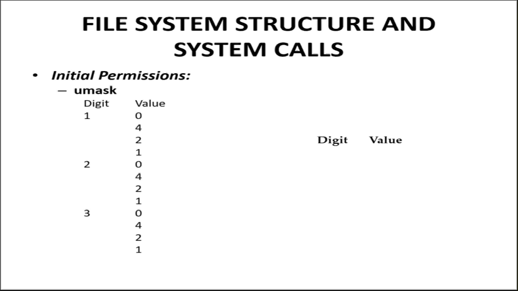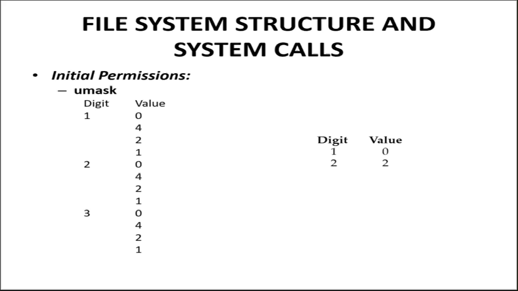For example, to block the write and execute permission for the group and to block the write permission for others, the umask would be represented like this. The first digit is represented with value 0, where no permissions are disallowed for the user, and I want to block write and execute permission for the group.